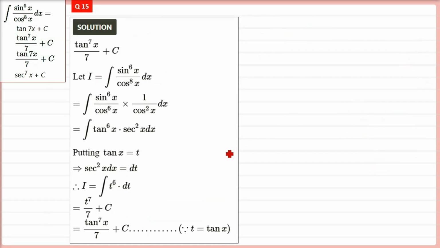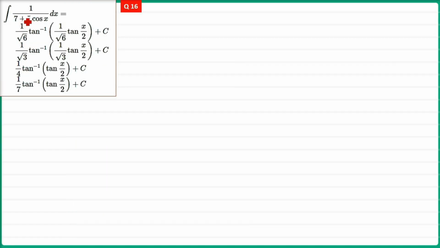Now the next thing is how to do this, and if it had not been an MCQ, this is the way you would go about it. Whenever this kind of question comes, 1 by 7 plus 5 cos x, or some a plus b sin x, this question needs the tan x by 2 conversion, because in the options also, fortunately, we can see that these all have tan x by 2 in between.